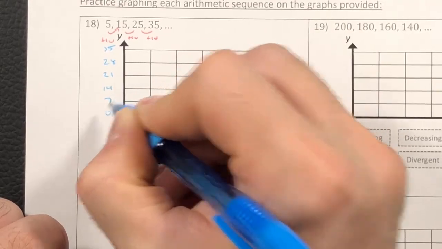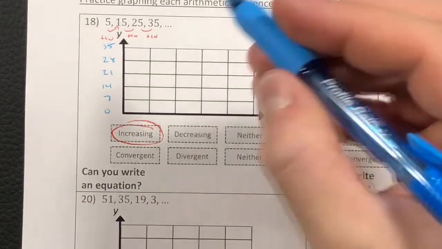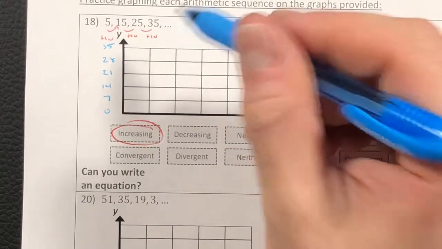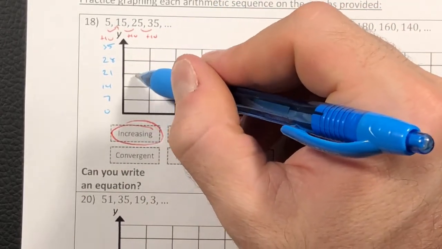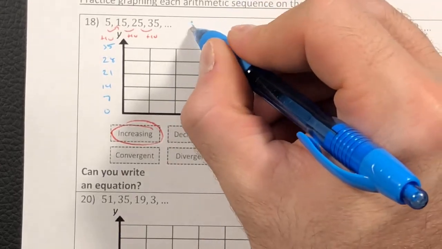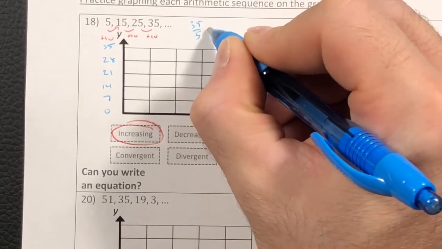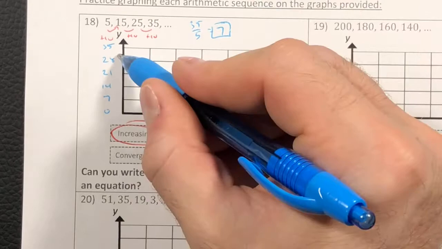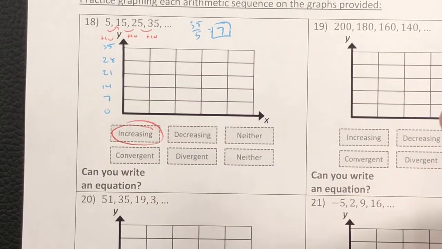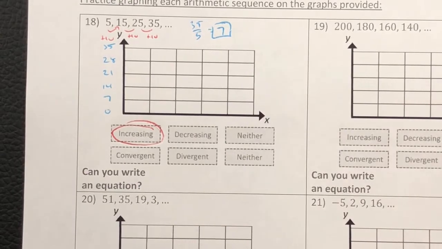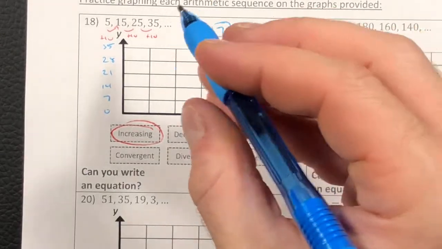14, 7, and 0. And a quick and easy way to tell what your scale is going to be is take your largest number, 35, and divide by the number of blocks, 1, 2, 3, 4, 5. So 35 divided by 5 is going to be 7. So each block is going to be a difference of 7. Okay, let's plot our points. Let's keep doing this in blue.